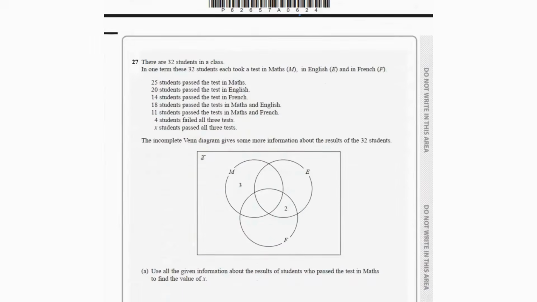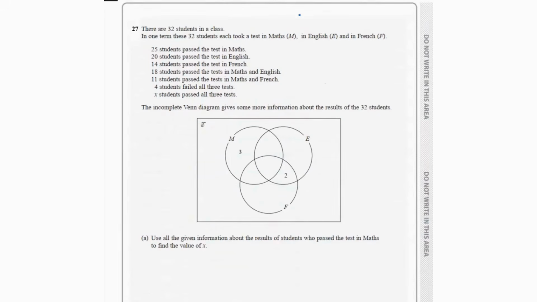Then we can get a more difficult question of sets and Venn diagrams, where we have the intersection of 3 sets, and they want us to complete the Venn diagram first, and then maybe use that Venn diagram to figure out the probability or some other information. So in our case, it says that there are 32 students in a class. In one term, these 32 students each took a test in maths, English, and French. 25 students passed the test in maths, 20 in English, 14 in French, 18 students passed the test in maths and English, 11 in maths and French, 4 students failed all 3 tests, and x students passed all 3 tests.